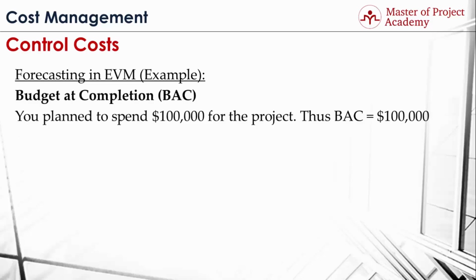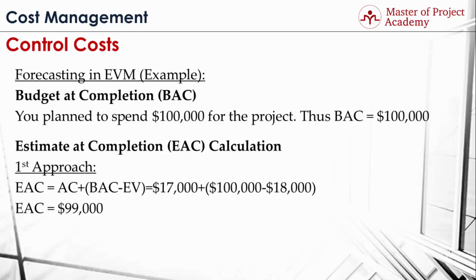Budget at completion value is actually the planned budget to spend to complete the project activities. Since the scenario was telling that $100,000 was planned, budget at completion value is $100,000 respectively. Let's calculate the estimate at completion value now. There were 3 approaches to calculate estimate at completion value. We'll be going over each approach and calculate EAC values one by one.